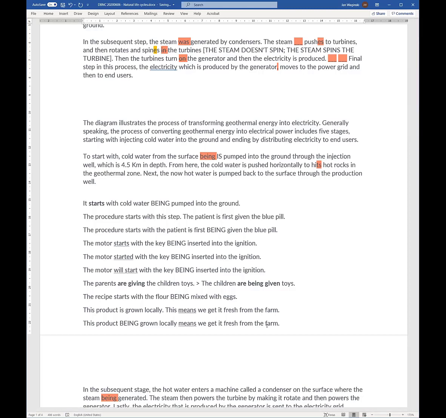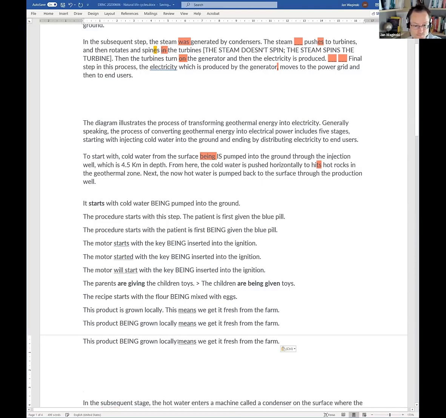We can't say "this product being grown locally, comma, which means we get it fresh from the farm." No, you can't do that. It's not about being, it's just grammar. This is fine. This is a correct relative clause. But this is not an independent clause.